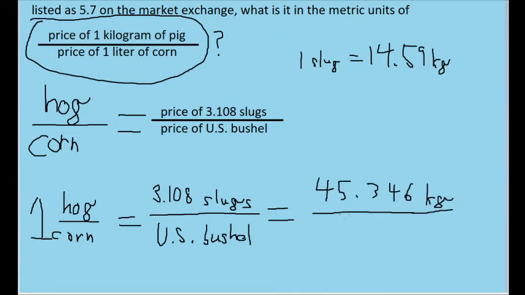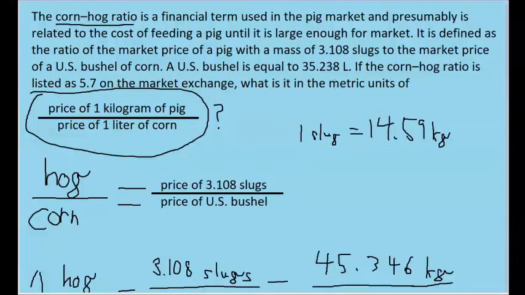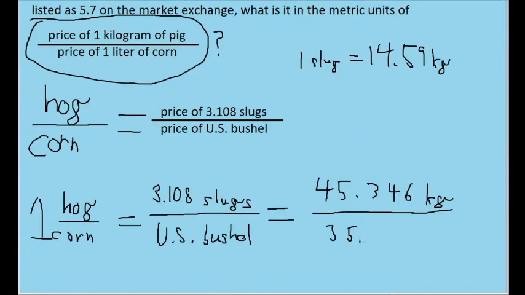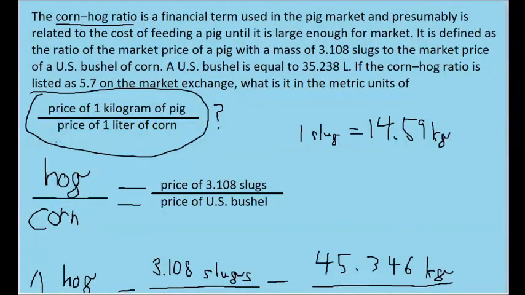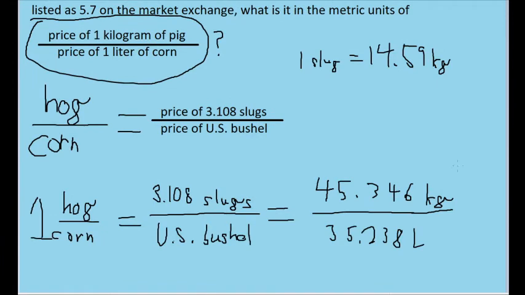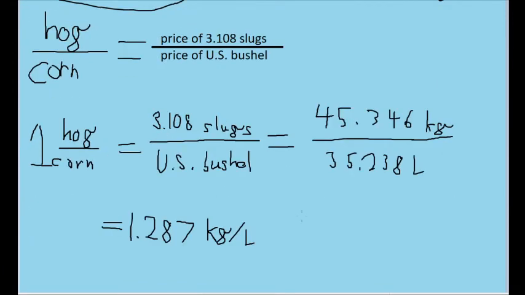And this just becomes equal to 45.346 kilograms. Now let's convert a U.S. bushel into liters, and the problem directly tells us that 1 U.S. bushel is equal to 35.238 liters. Now we have this in metric units, but the problem asks us to find our final answer in terms of the units of 1 kilogram to 1 liter. So let's divide this to get a single number. And this is equal to 1.287 kilograms per liter.